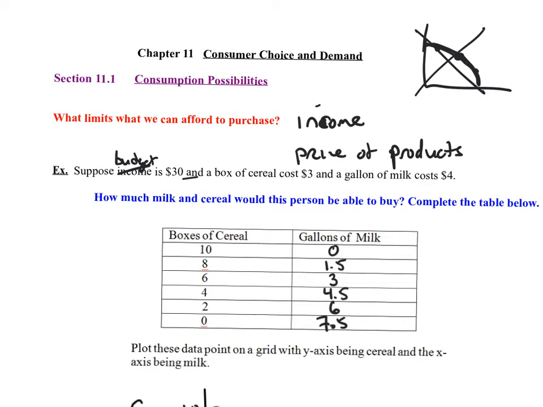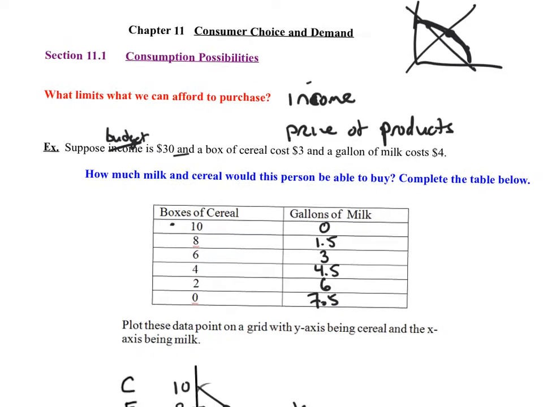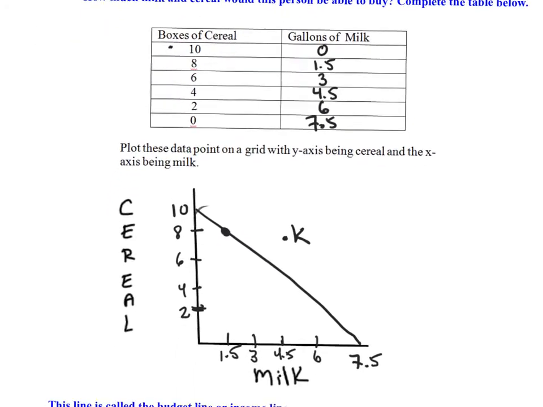So I look at the combination of buying cereal and milk. Of course, if you buy no milk and if cereal costs $3 and your budget's $30, you can buy 10 cereal and 0 milk. And so I completed this chart, which I'm sure you can see. It's a constant slope. Every time you go down 2 boxes of cereal, you can buy 1.5 more gallons of milk.